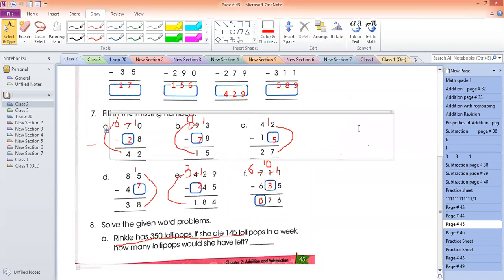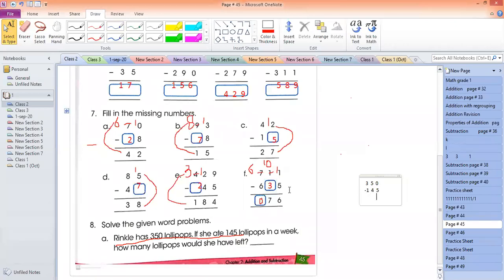So for that, what will you do? You will write 350, and you will do minus. Why minus? Because she ate. When she ate, you have to minus the lollipops, not add. 1, 4, 5. Okay. So you cannot get 5 out of zero. The 0 will take 1 from. I can make it bigger for you.